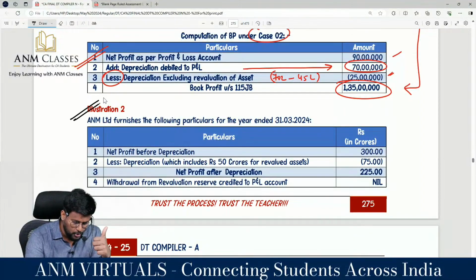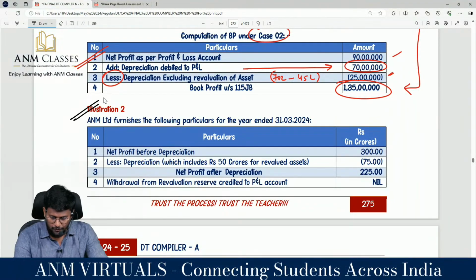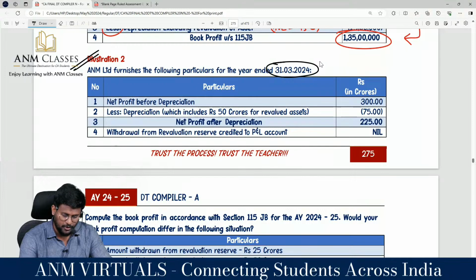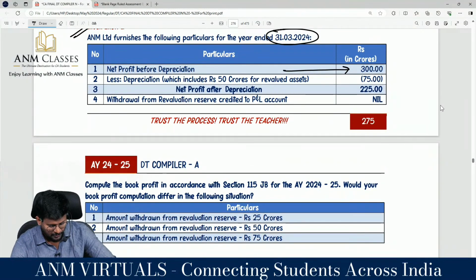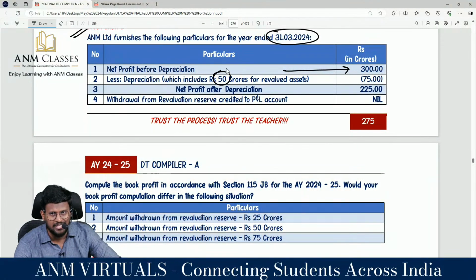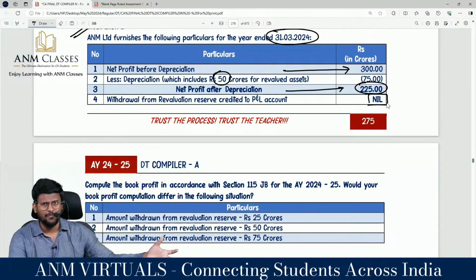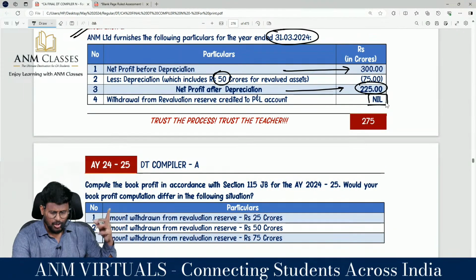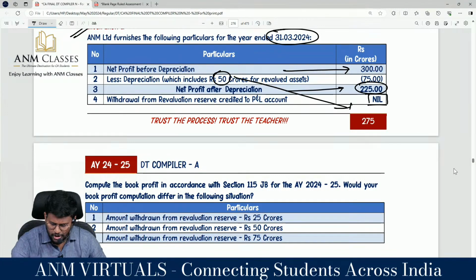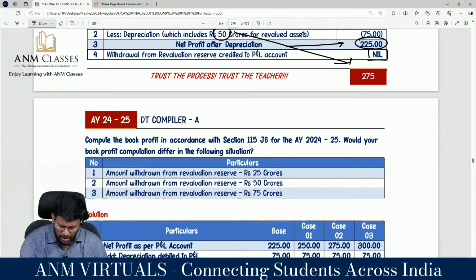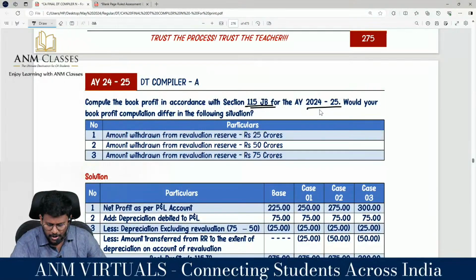I am moving into illustration number 2. ANM Limited furnishes the following particulars for the year ended 31/3/2024. Net profit before depreciation 300 crores. Less depreciation 75, of which 50 crores for revalued asset. Net profit after depreciation 225 crore. Withdrawal from revaluation reserve credited to P&L, nothing. They have withdrawn nothing. Fraud company, because to the extent of 50 crore, they should withdraw. Compute the book profit in accordance with 115 JB for assessment year 24-25.